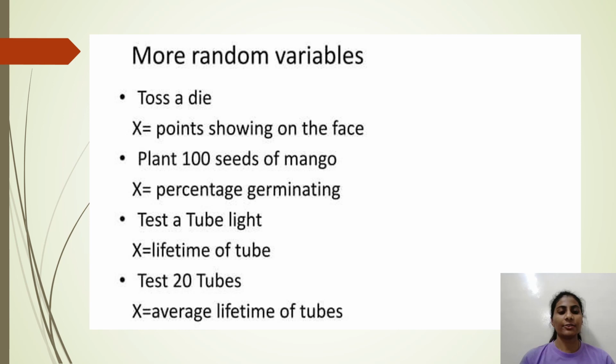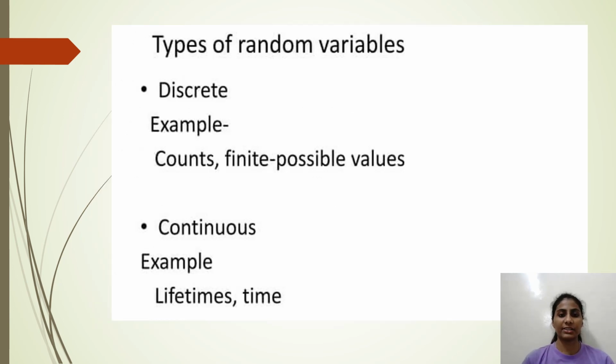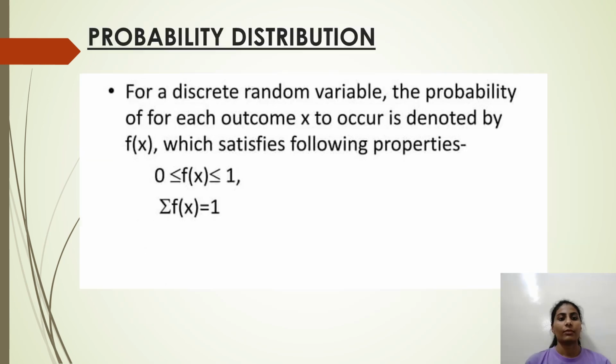When we plant 100 seeds of mango, the random variable x will be the percentage germinating. Test of a test tube or a tube light, the random variable x will be the lifetime of a tube light or a test tube. Testing 20 tubes, the random variable x will be the average lifetime of the tubes. Types of random variables. There are two types of random variables, discrete random variable and continuous random variable. An example of a discrete random variable is counts, which take finite possible values. Examples of continuous random variables are lifetimes and time.